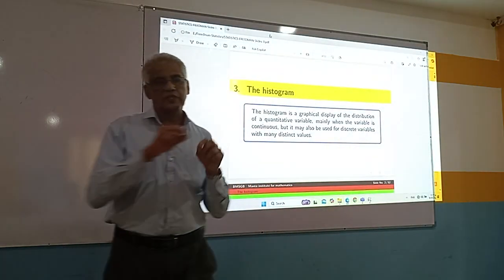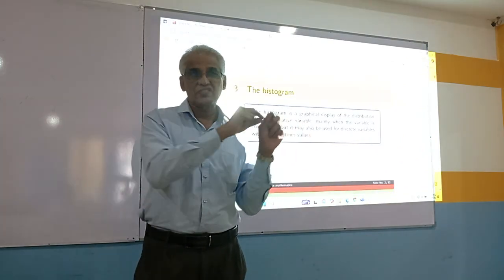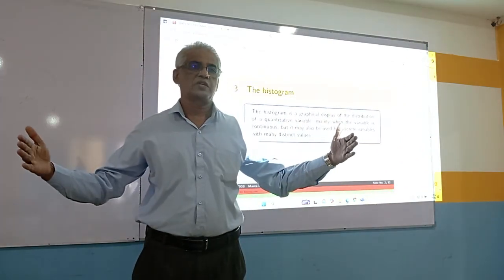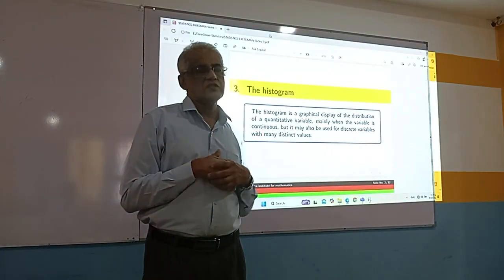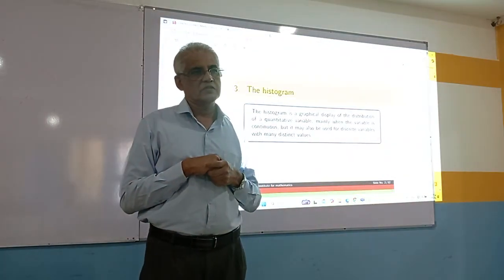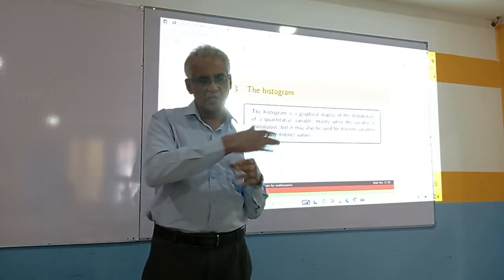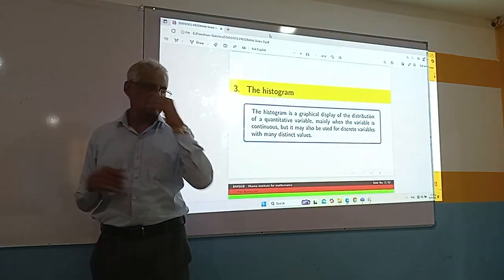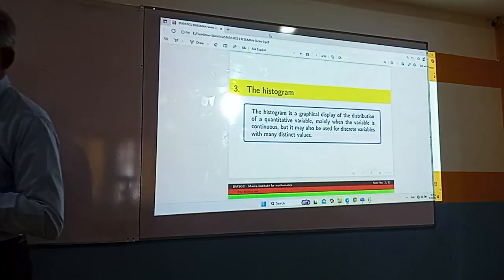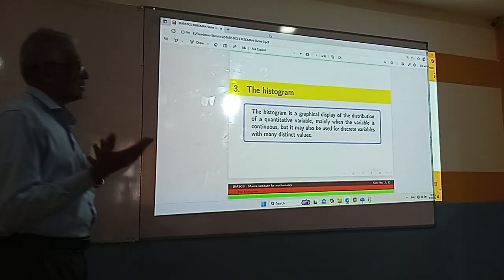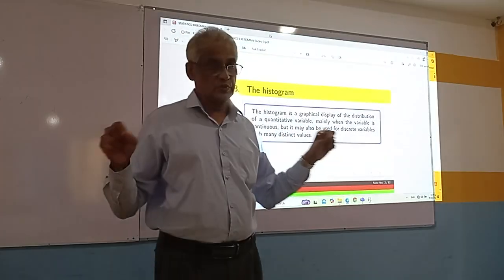So therefore we say the possible values are distributed in a range according to some distribution, frequency distribution, right? Different frequencies. The possible frequencies are distributed in a set of values. So that's what I mean by the distribution. So this is a graphical display of showing that distribution.